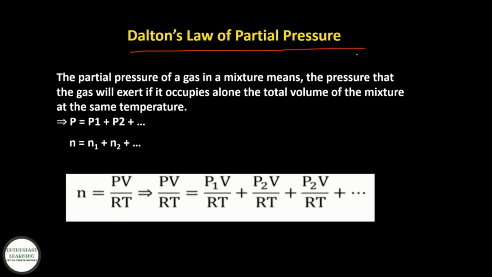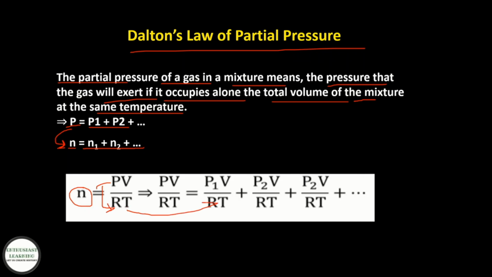Now, Dalton's law of partial pressure. The partial pressure of a gas in a mixture means the pressure the gas will exert if it occupies alone the total volume of the mixture at the same temperature. This means that P = P1 + P2 and so on. Also from here we can see that n = n1 + n2 and so on. n is PV by RT. So we can write P1V/RT + P2V/RT + P3V/RT and so on.